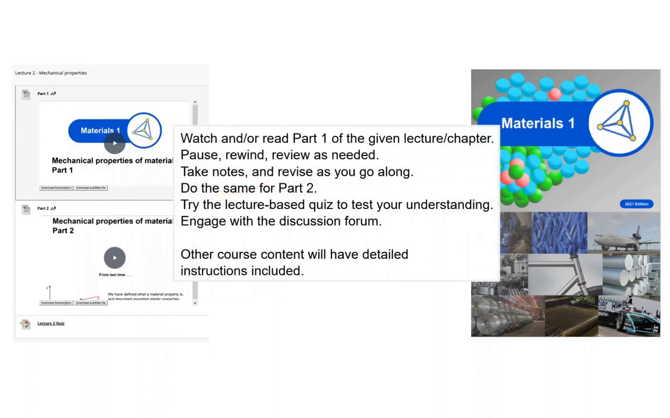It is recommended that you watch Part 1 or read the equivalent section in the course notes first for each lecture, reviewing as needed. You can take notes if you'd like as you go along to assist your future revision. Then, do the same for Part 2. Once both have been done, you may attempt the practice quiz to test your understanding. Note that these practice quizzes are drawn from a large pool of questions, and retaking the practice quiz can generate new questions. It's important to highlight that these questions do not contribute to your final grade. They are there only for revision and practice, and reflect the final assessment type to be employed for Materials 1 this semester.